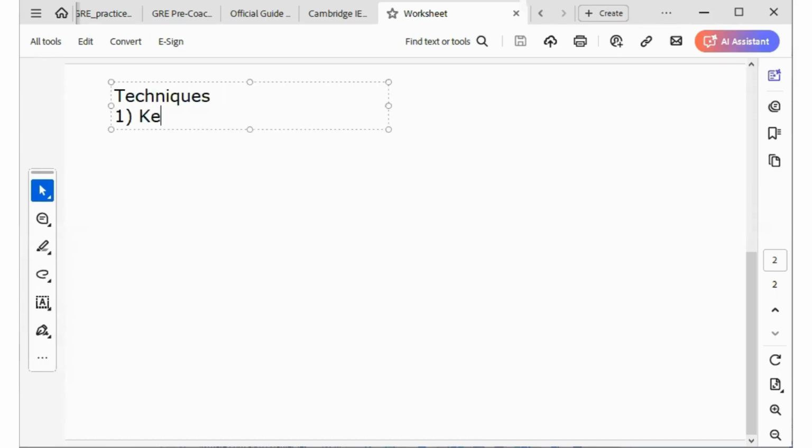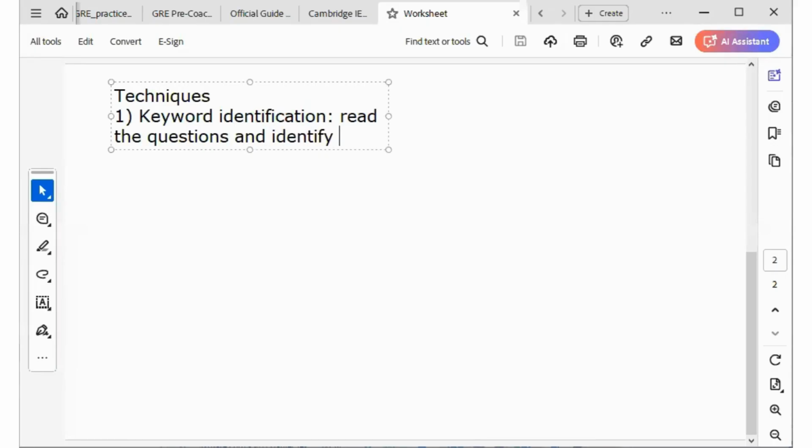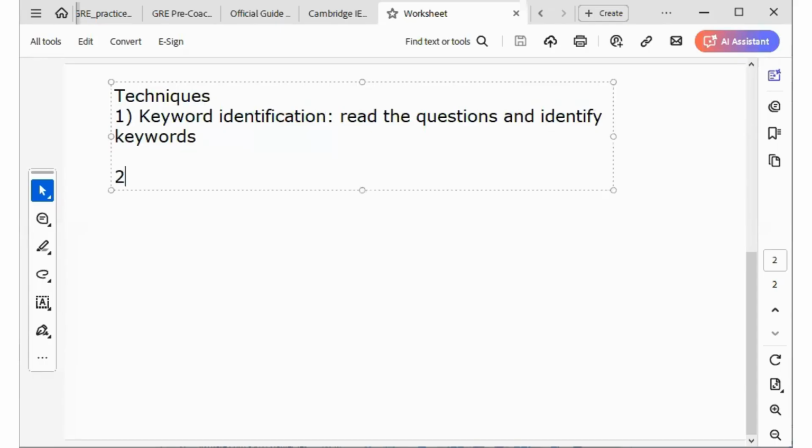Number one technique is called keyword identification. In other words, read the questions and identify keywords. That's number one. Always start by reading the questions. Don't start by reading the passage. To me, that is time wasting, especially if you are doing IELTS academic and you are solving passage 2 and passage 3. You are going to be wasting time unnecessarily. That's what I've noticed.